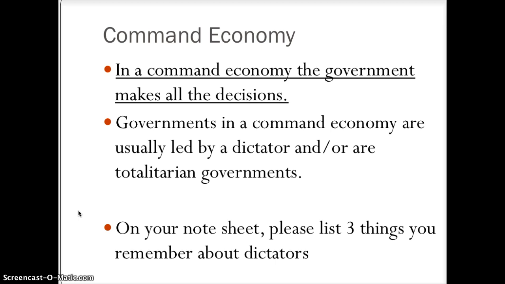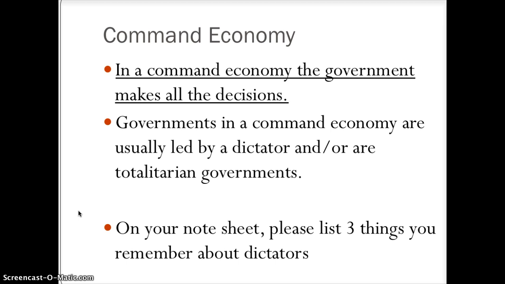The government decides who gets how much money, who gets what kind of home. The government decides what kind of products the country is going to produce. So governments in a command economy are usually led by a dictator. They are, which is also another term good to review with the I-step coming up here, a totalitarian government. A totalitarian government is another name for an unlimited form of government in which the leader has absolute control.